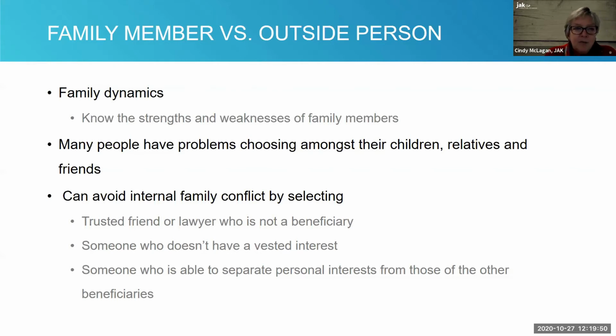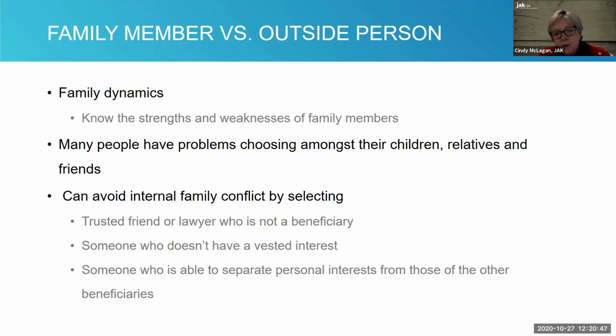So that's a very, very important thing to know about, your family dynamics. And this is the next step. A lot of people have problems choosing amongst their children and their friends and their relatives, because oftentimes they'll say, oh, well, it should be my oldest child. Well, maybe your oldest child isn't the one that's best suited to this task. Maybe they live far away, or they're not very organized, or they've been arrested, or they're a spendthrift. So you need to make your choice based on the other criteria that we said. But frequently this causes problems because there's hurt feelings, resentment, and anger, sometimes amongst family.